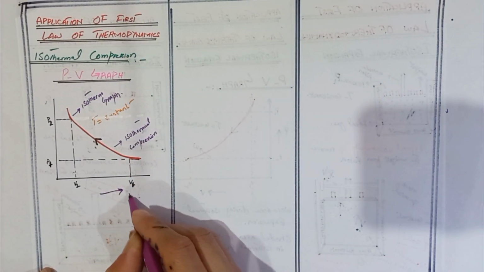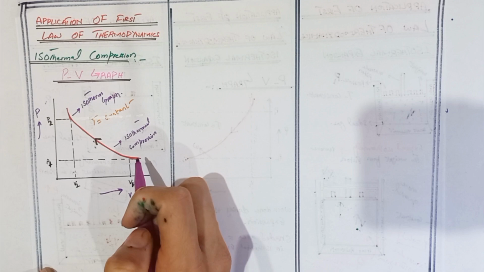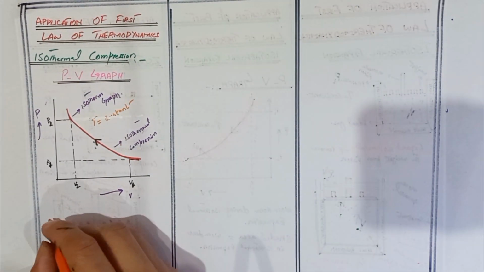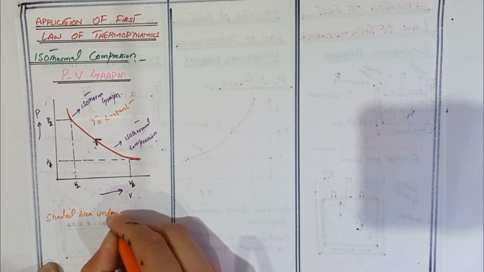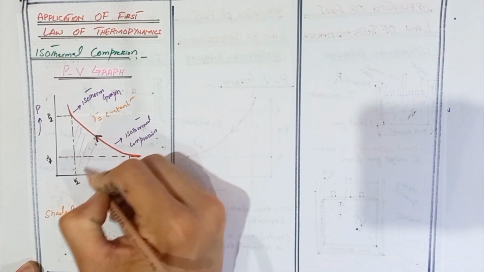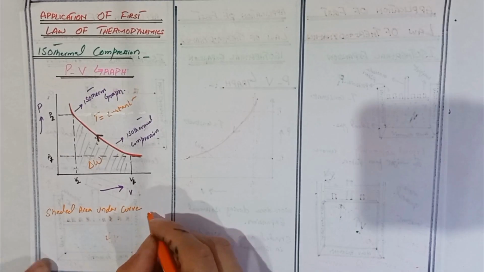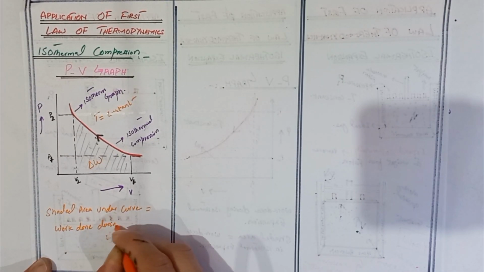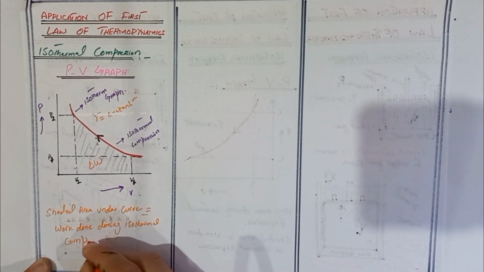On the x-axis we show the volume and on the y-axis we show the pressure. In this case, volume is decreased and pressure is increased. The graph is also a curved path. So, how do we calculate the work done? The shaded area under the curve shows the work done. So it is equal to the work done during isothermal compression.